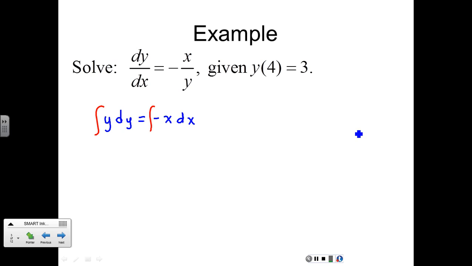So what is the antiderivative of y? So y squared over 2, good job, plus c, but remember I just want to put the plus c on one side because you can collect all your constants together as one constant. So y squared over 2 equals the integral of negative x dx. So negative x squared over 2. And like we said, we needed a constant, so we'll say plus c.